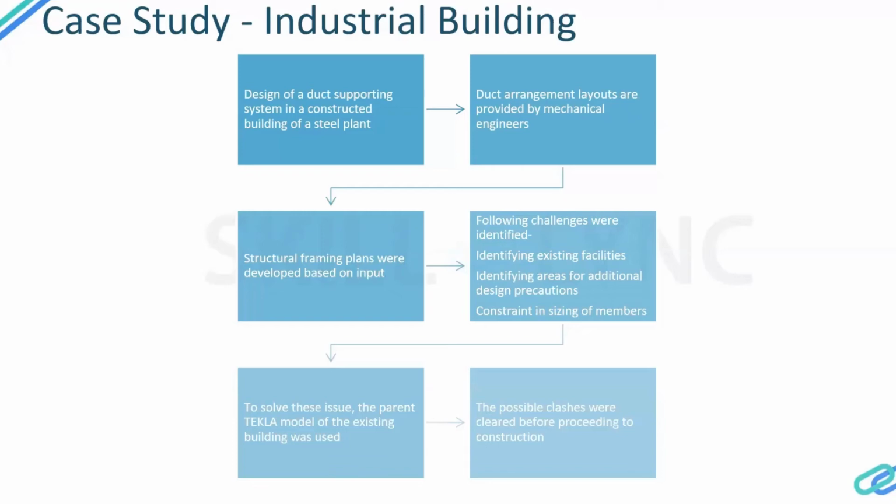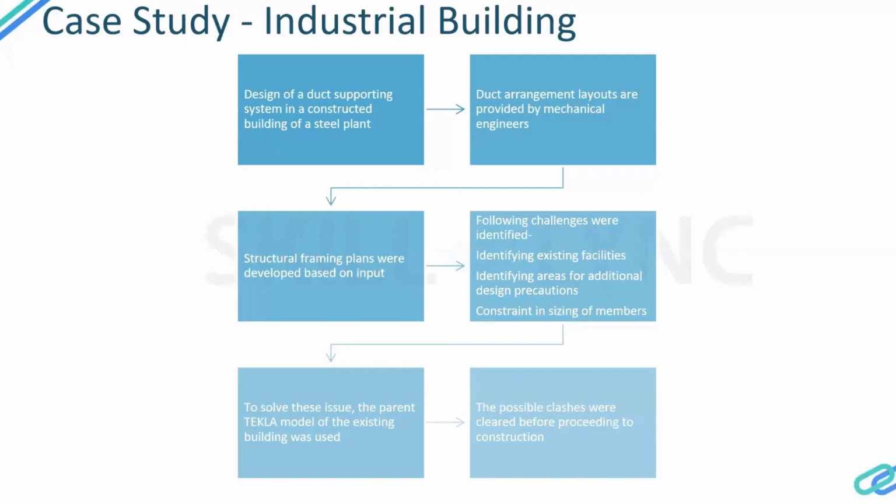So in this case, we were assigned to design a duct supporting system, and as a structural engineer, we were supposed to do the supporting arrangement of a ducting. But this one was for a constructed building. It means the building is already there, and then we have to go in and do the duct support system. So what happens in here is, the first thing, the layout and the loadings for the duct arrangements will be provided by the mechanical engineers.